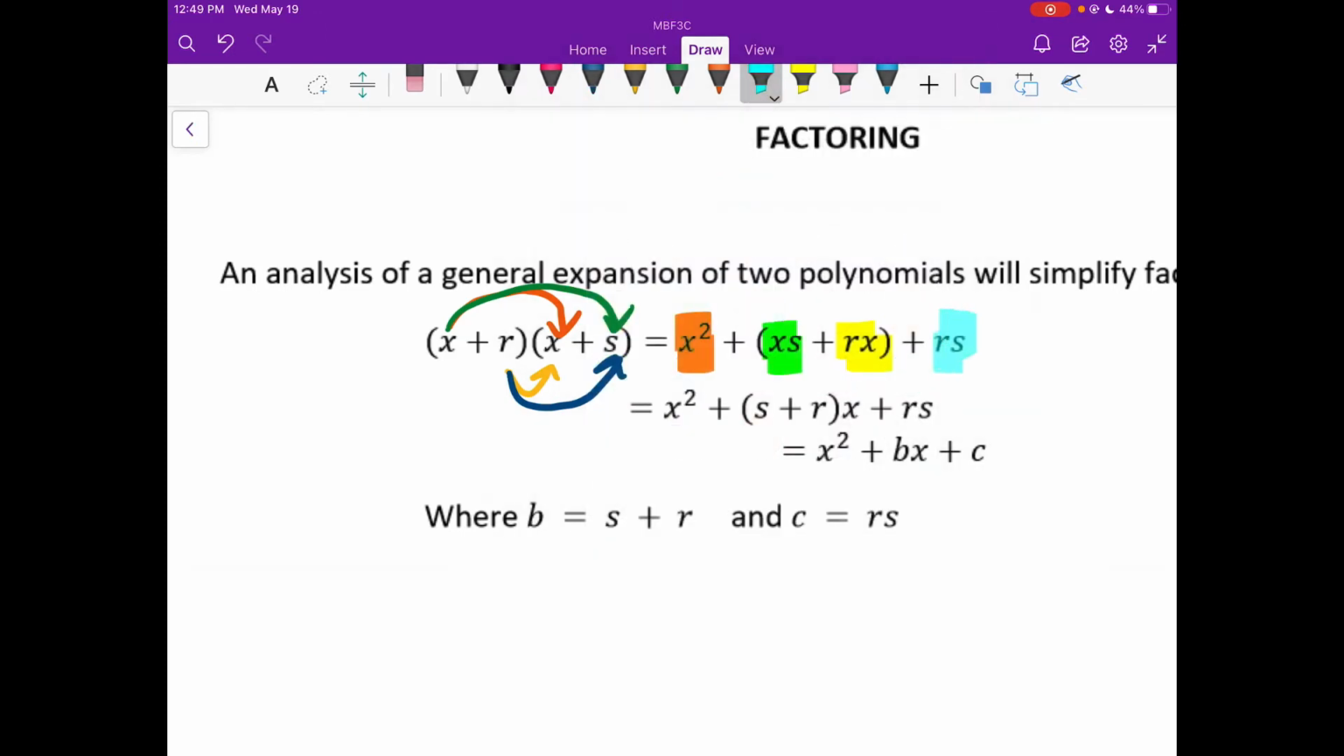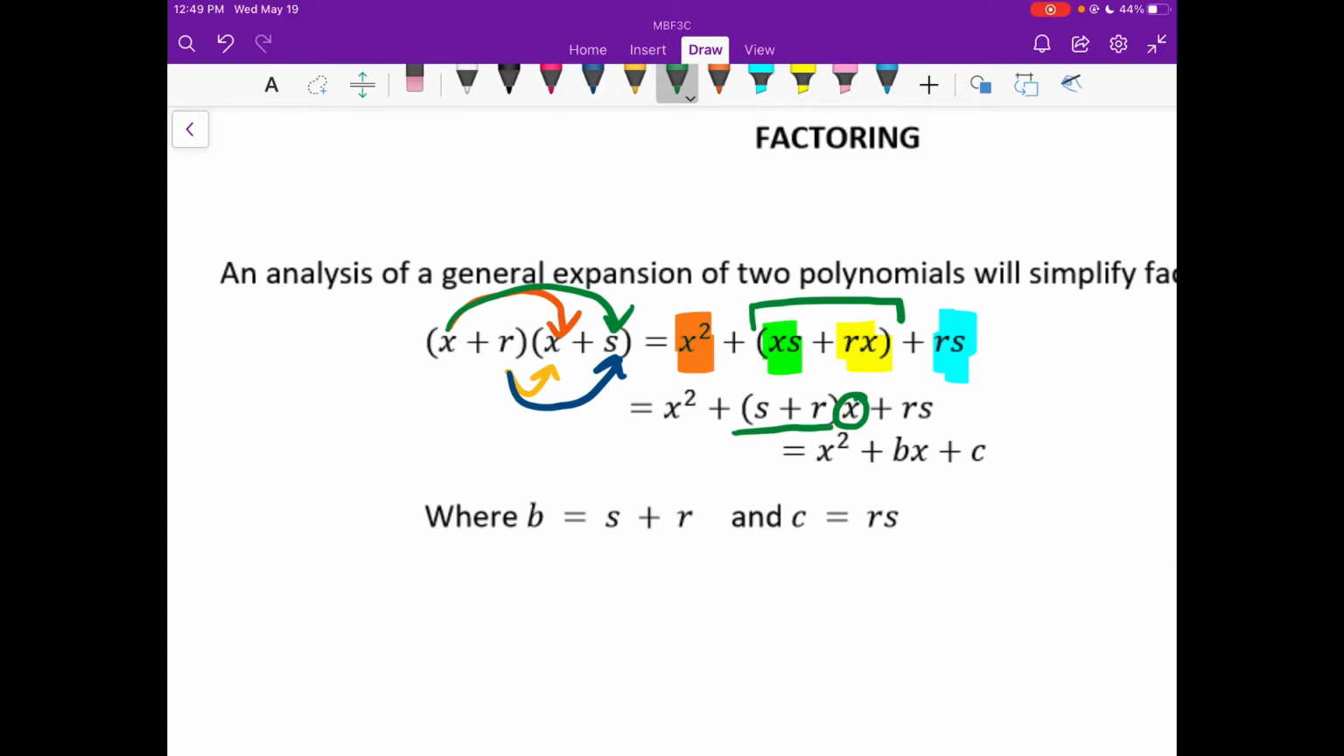So if we think about it, the 2 terms that we're going to be collecting together are going to be this sx and this rx. Remember, we always collected that middle term. Another way that you could write this is you could just factor out the x, and then you're left with s and r, right?